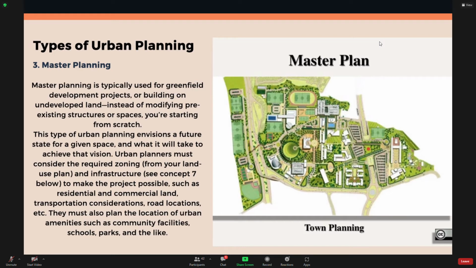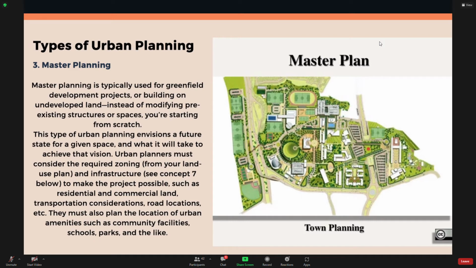So how do we, one of the steps that we want to control the urban sprawl is by redeveloping the brownfield area. So we need to work with the environmentalists and to redevelop the brownfield area. But for master planning, we call it greenfield development project because they are starting from scratch.